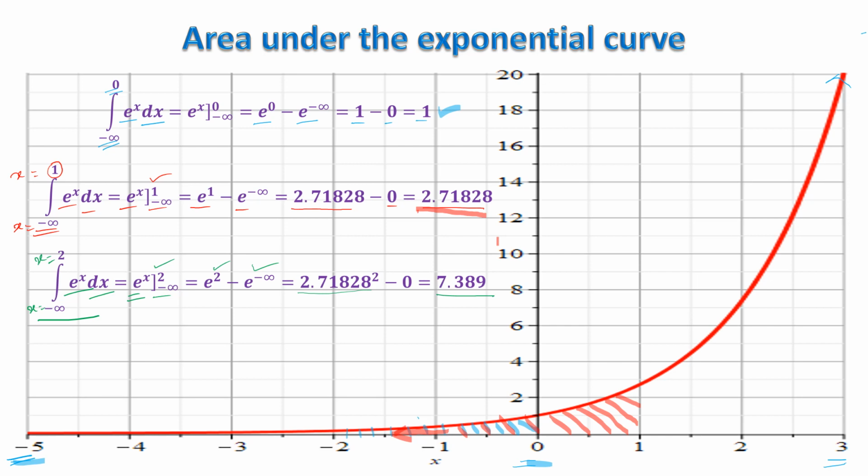So here I'm talking about the area which is starting from minus infinity. So x is equal to minus infinity to x is equal to 2. In this region I'm considering this shaded area, and it is extending in the whole region like this. So the value of the area under the curve is 7.389.